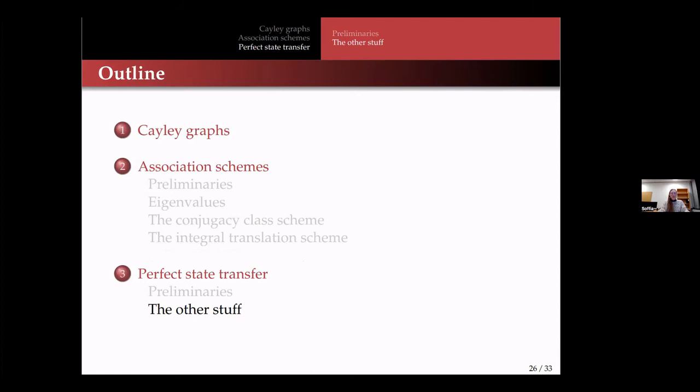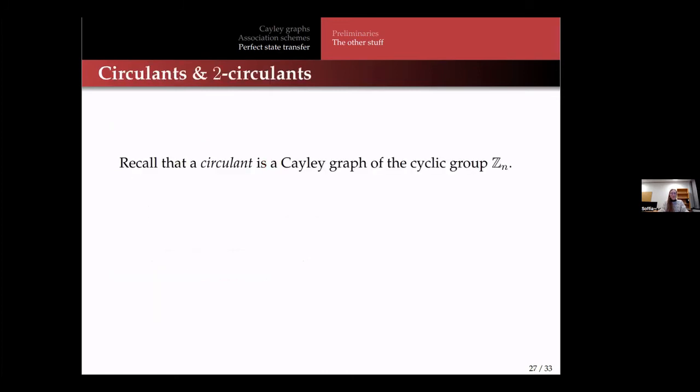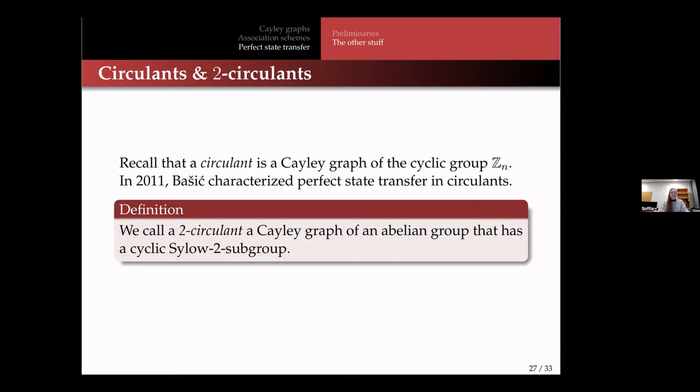So now we're coming to the results in our paper. Remember that a circulant is a Cayley graph of the cyclic group Zn. Previously, we had a characterization of perfect state transfer in circulants. Milan Basic proved a characterization in 2011. And what we did in this paper is generalize this characterization to what we call two circulants. A two circulant is a Cayley graph of an abelian group that has a cyclic Sylow-2 subgroup.